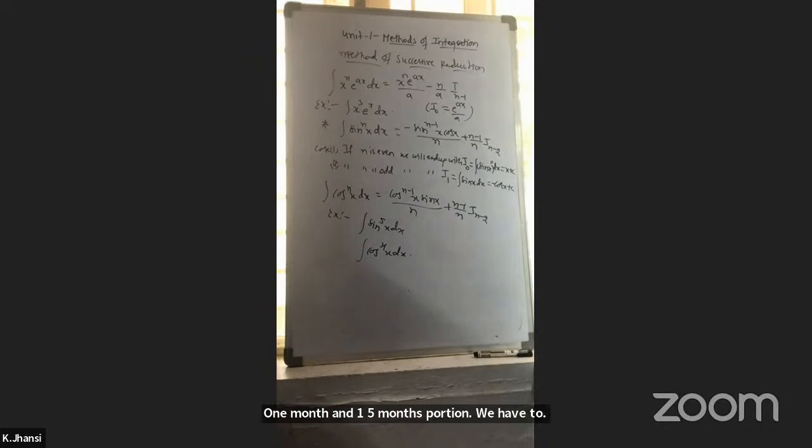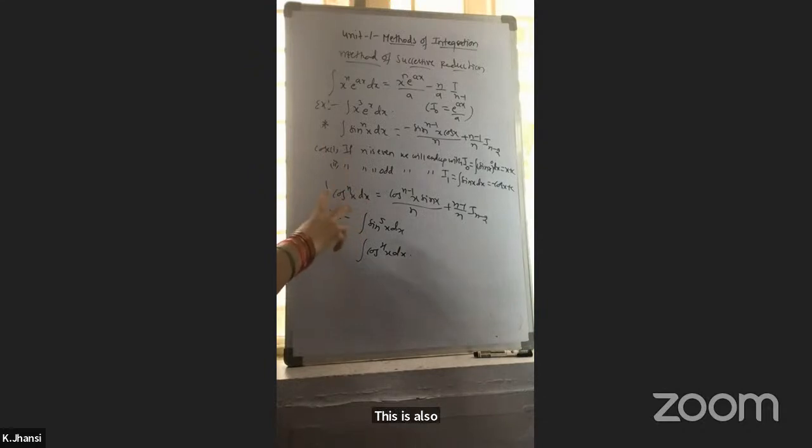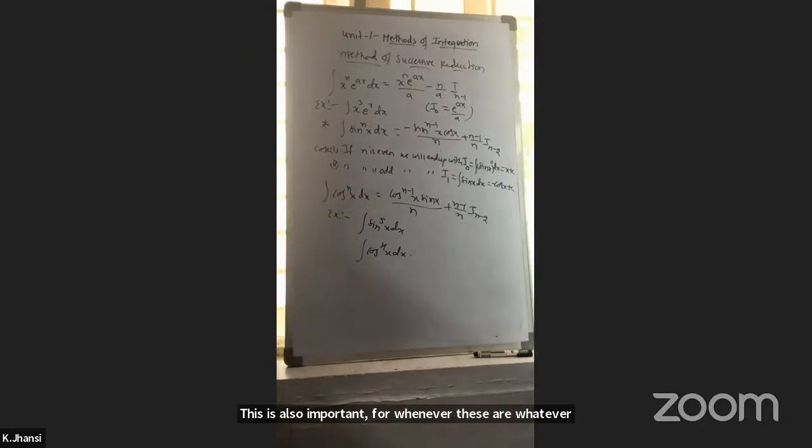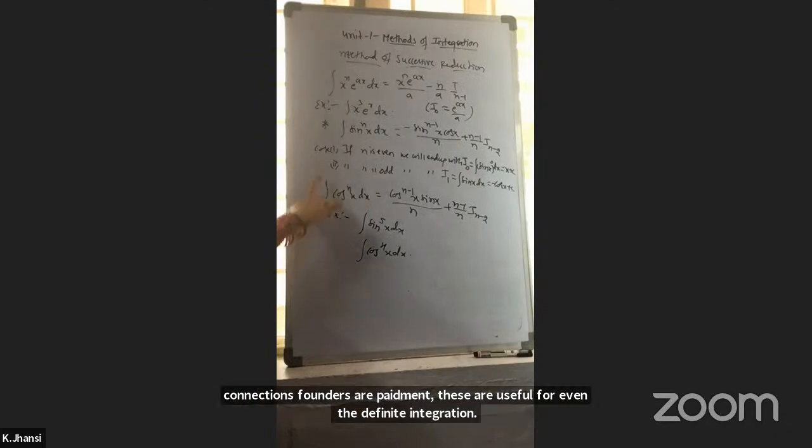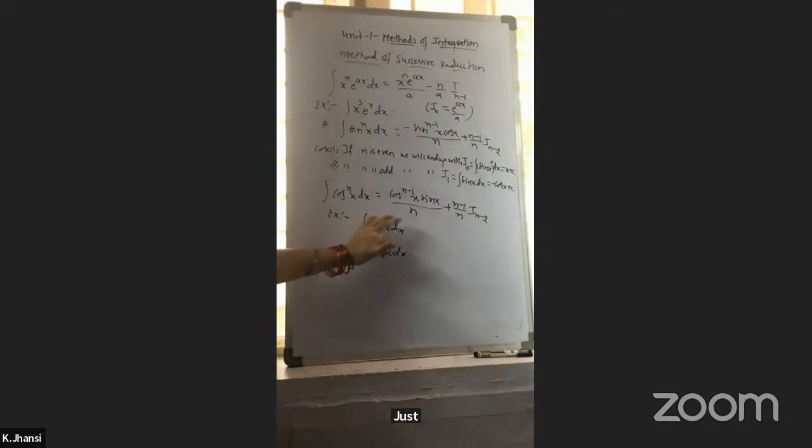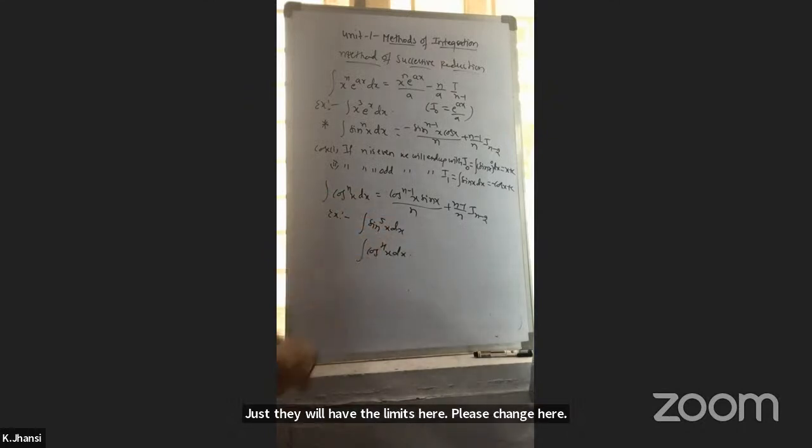So in the next class, we'll see the second unit. So many example problems are there, inverse trigonometric functions are there, so try to solve them. And even two functions at a time will also be there in the reduction formula. In page number 33 is there. This is also an important one. Whatever reduction formulas are there, these are useful even for definite integration. Just they will have the limits here. The formula will just change here. Why? Because we are substituting the limits, no, then it will change. So that is also one of the important concepts.